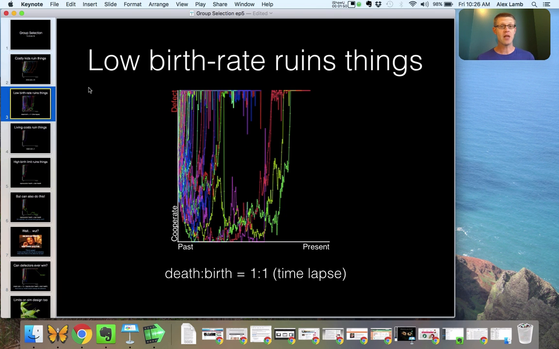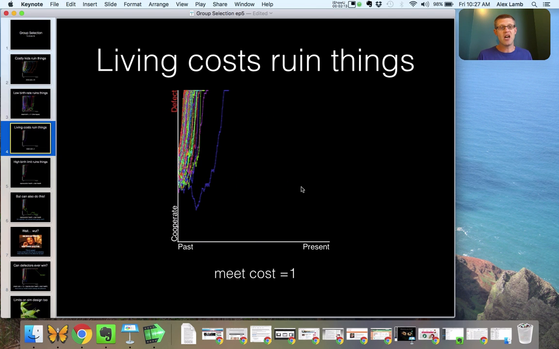Also, we see that low birth rates do pretty much the same thing, although on a longer time frame. You'll notice I've written time lapse here because what I've done here is squashed this plot so that you can see a lot of time all in the one diagram. But the same thing happens when we set the rate at which agents are being born to the same rate at which agents are dying. Everybody goes to defector land and then everybody dies.